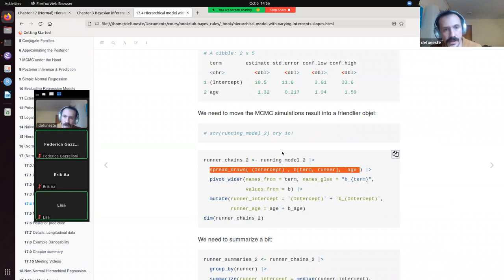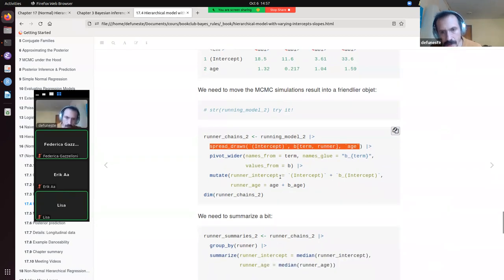What we have is the variance, the difference between the global intercept and the variance for everyone else. That's why we have to do that. The age is normal, so we'll spread that, and then pivot it to a longer format. I call it longer, but probably wider, for every runner. Then you calculate the correct runner intercept and the correct runner age effect with the previous term.